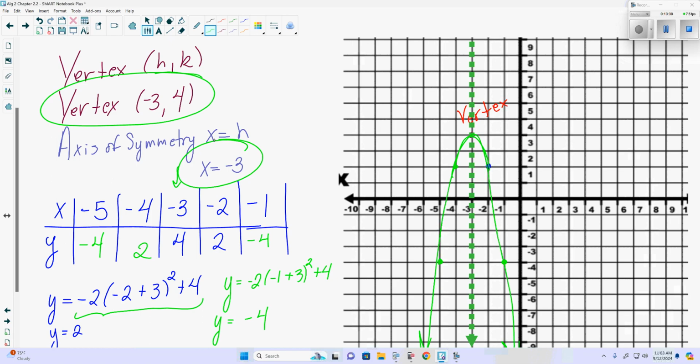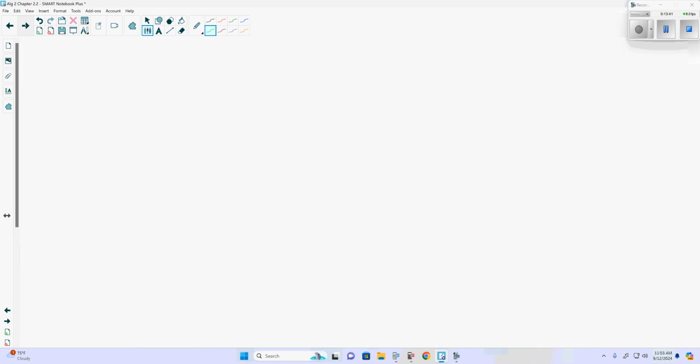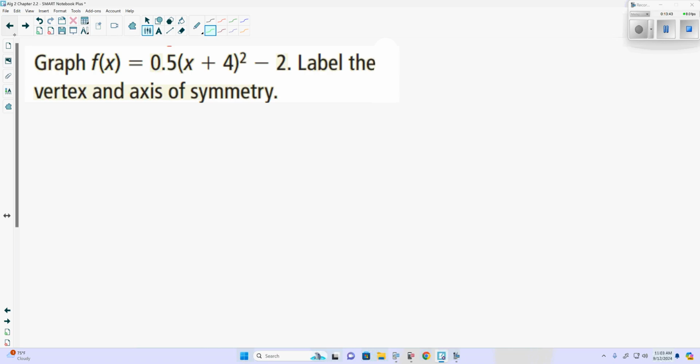We ready for the next one? So this one here, we're not going to worry about graphing. We just want to find the vertex and the axis of symmetry.